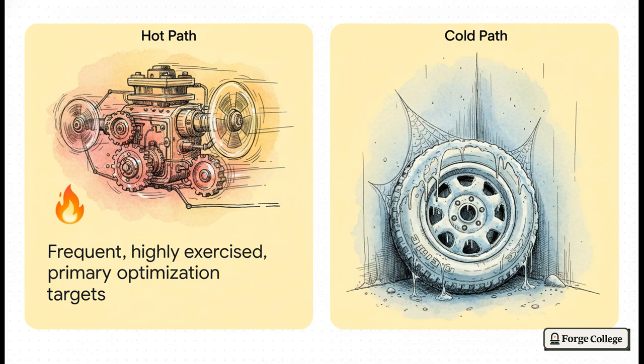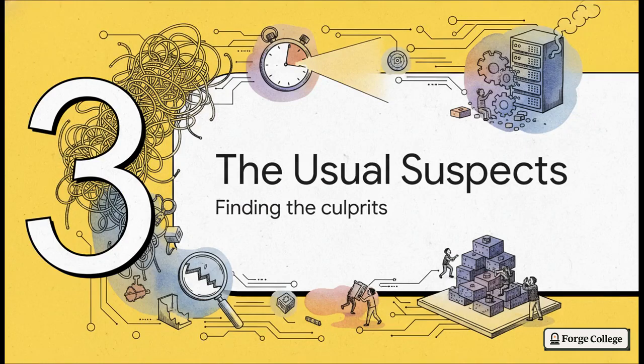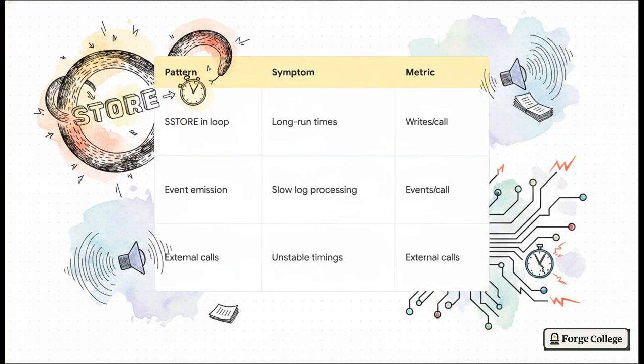Keep in mind, coverage tools will tell you a line of code ran, but they don't tell you how expensive it was. Hot paths are where you actually win back your gas in runtime. All right, Section 3, spotting the usual suspects. Time to find the culprits. Now that we know where to look, let's identify the usual culprits causing our system to overheat.